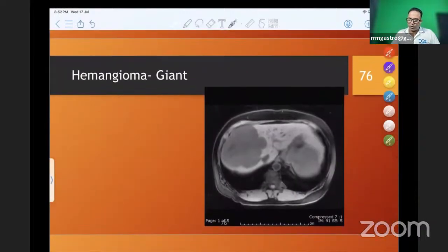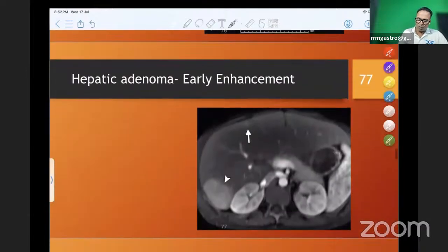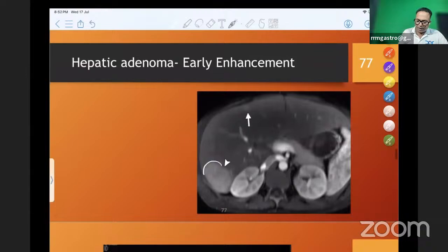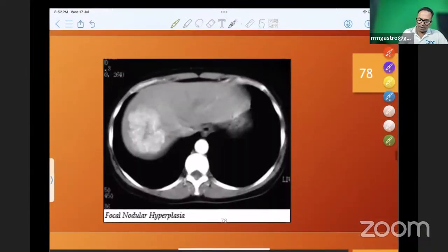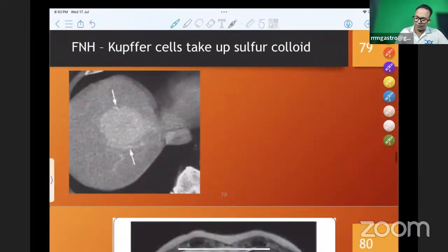So other tumors also I'm showing you. In a hemangioma, there will be slow enhancement from periphery to center. Adenoma shows early enhancement like this. And this is a central stellate scar in a FNH. Okay, FNH. This is a FNH showing you; FNH shows a sulfur colloid scan with a hot spot.